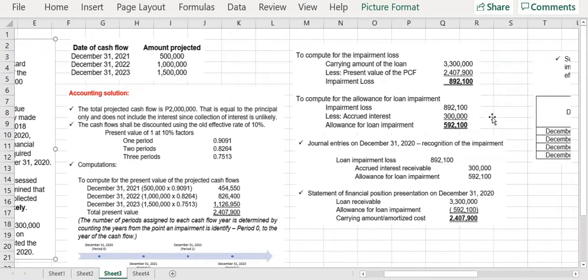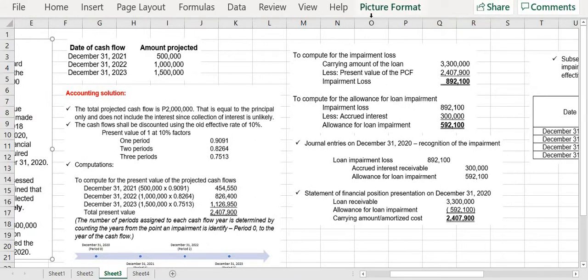Okay. So, to compute for the impairment loss, dahil may present value na tayo, we can compute the impairment loss. So, the impairment loss is simple, no? You just have to get the difference of these two. That's the carrying amount of the loan. Magkano ngayon? That's 3,300,000.